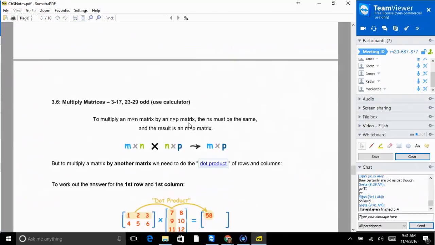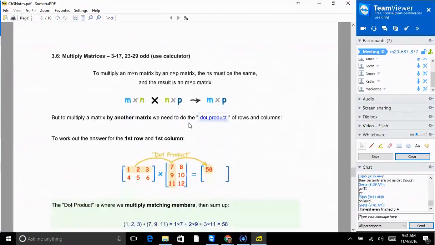3-4 is tough. Okay. So we talked about adding and subtracting matrices, no problem, right? We talked about multiplying a matrix by a scalar, so we're scaling it up or down depending on what number. 3-4 is awful, I know, I'm sorry. It's just a lot of math, right? So what I want to talk to you about is 3.6. What we're going to talk about is multiplying two matrices together.